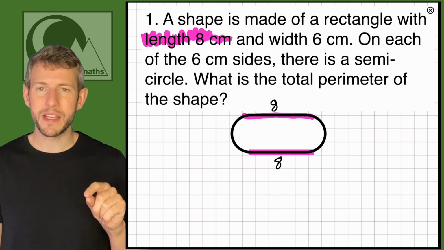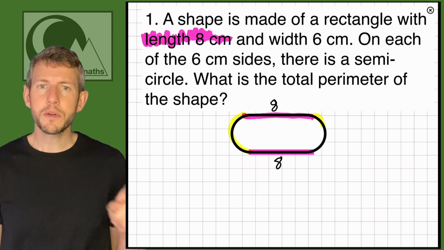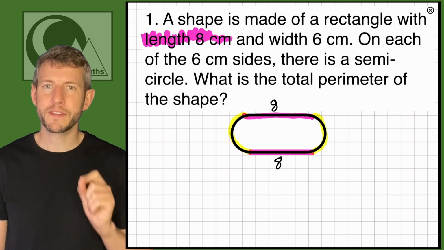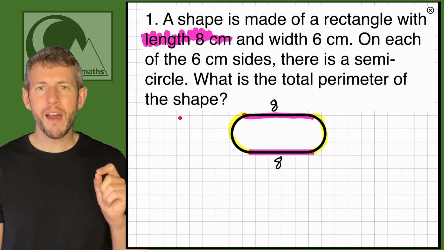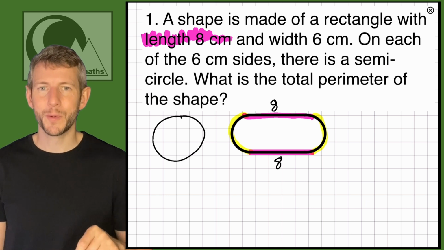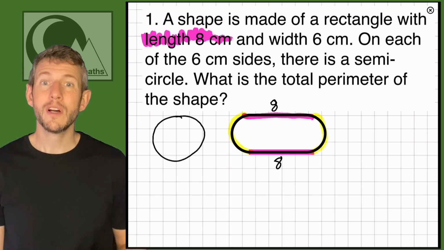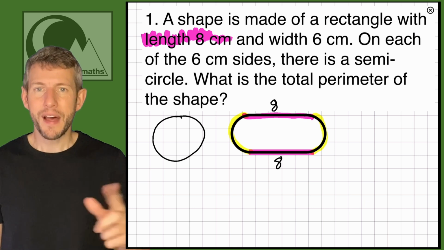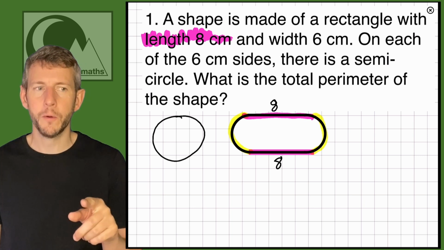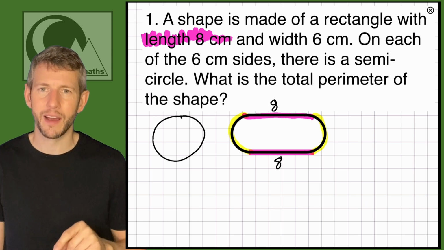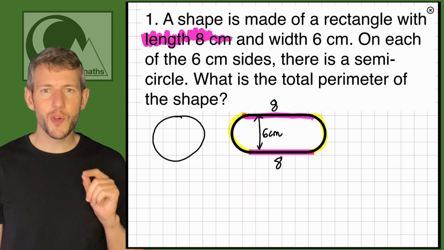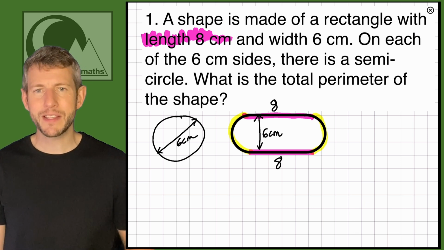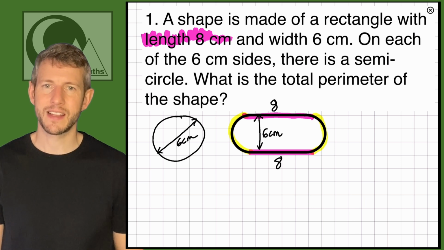Now, the next bits of the perimeter of this shape are the 2 curved semicircles at the ends. Now, semicircle means half circle, okay? So if I have 2 semicircles, that means I have a full circle. So I'm just going to draw a full circle over here, just because that's what we want. We want the length of this full circle, and we want those 2 8 centimetre lines. Now, it says that the width of the rectangle is 6 centimetres. So that means that the diameter of this circle is 6 centimetres.